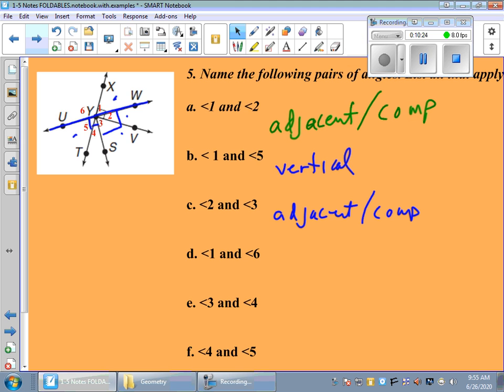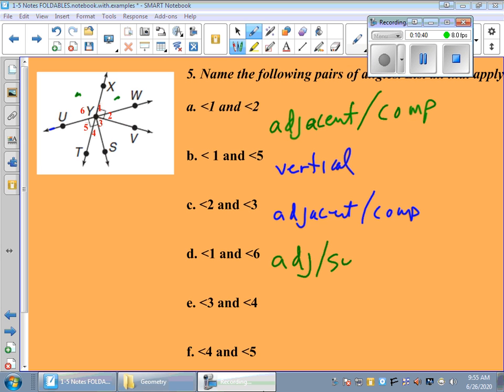Let me try to clear this out a little bit best I can. Now they want the relationship between 1, here's 1, and here's 6. So 1 and 6 are adjacent. In this case, they are supplementary because it's a straight line, it's 180. And yes, it's a linear pair.